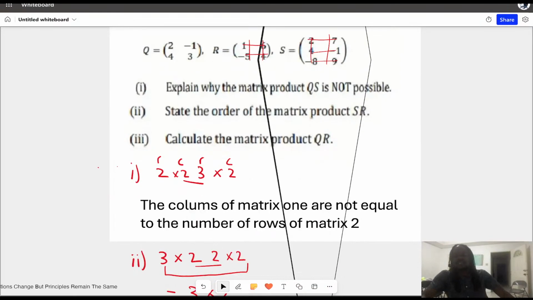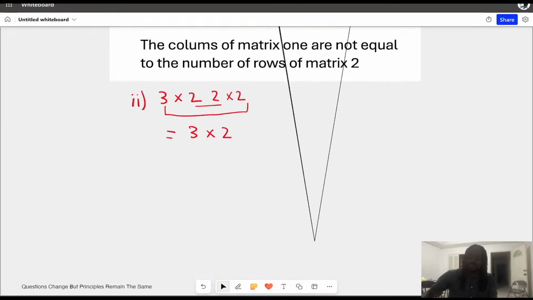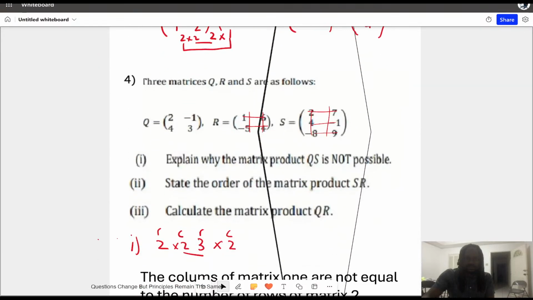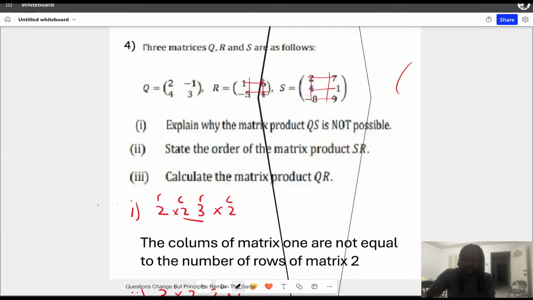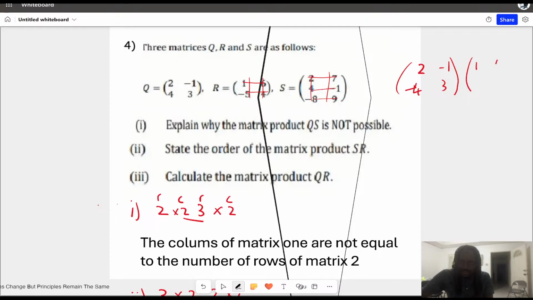The third one now, calculate the matrix product QR. Alright, so QR. Q is 2, negative 1, 4, 3. R is 1, 6, negative 5, 4. Remember, product means to multiply. So when they say what's the matrix product QR, they simply want us to multiply them together. That's a 2 by 2 and a 2 by 2, which means they can be multiplied together.